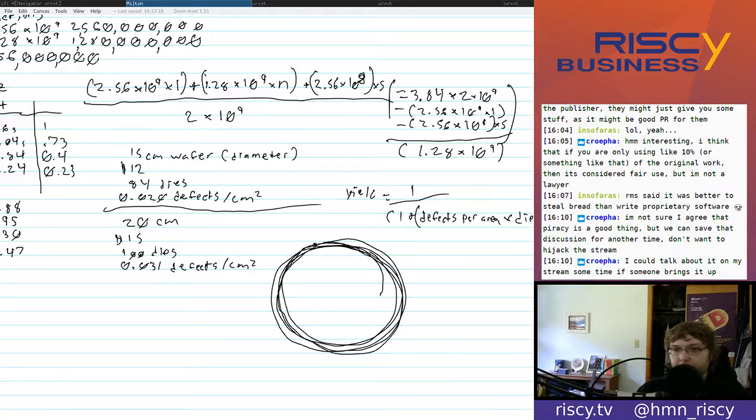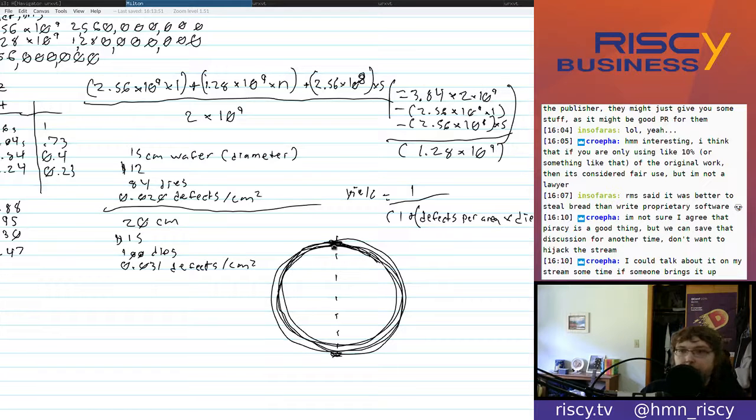So there's our wafer. The perimeter of it is a little messy, but you get the idea. Now the diameter is going to be this.